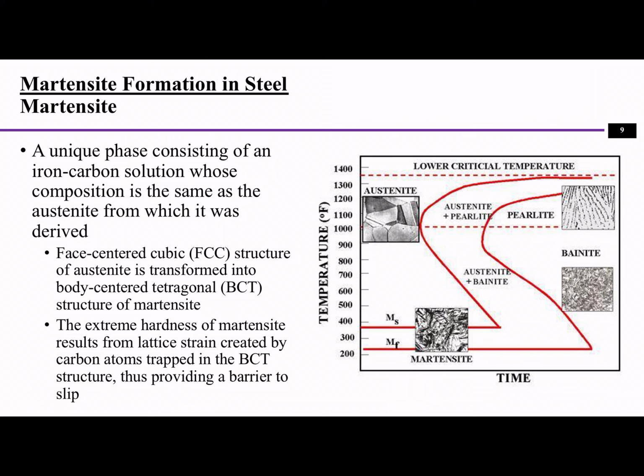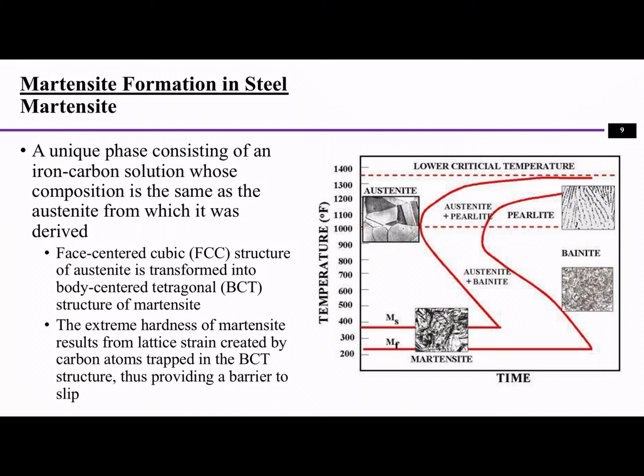The composition is the same as austenite, which is derived, right? During the process, the face-centered cubic structure, you could say austenite, is transformed when we're forming the martensite. That kind of structure is transformed into a body-centered tetragonal structure of martensite. You can see at the bottom there, that's the martensite structure. You can see that graph.